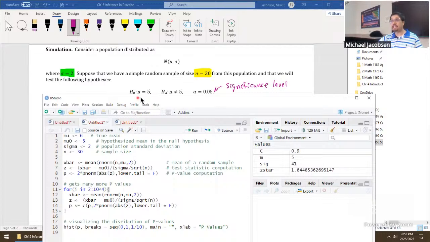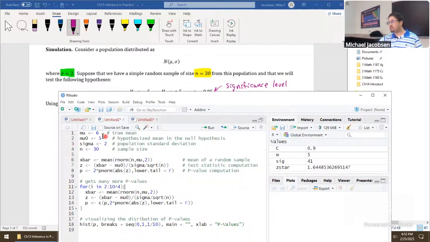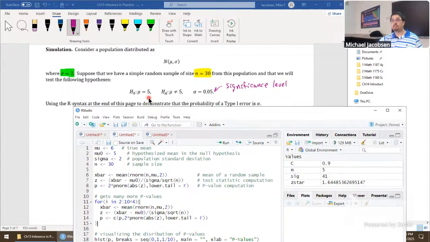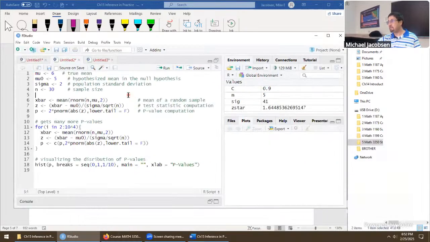So let's see what happens right here. Now notice, if the mean is 6, we're testing at 5, the null hypothesis is false, and we should reject it, right? We are expecting, hopefully, most of the p-values we would get are very, very small. So let's run it and see.